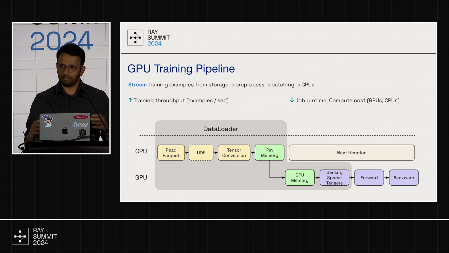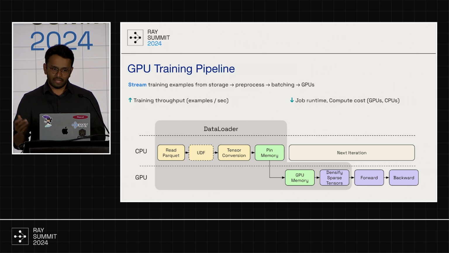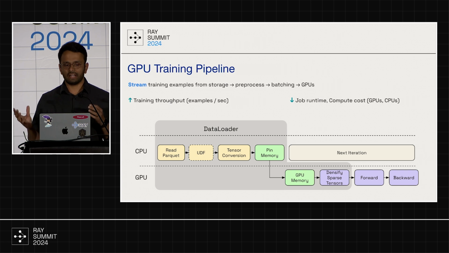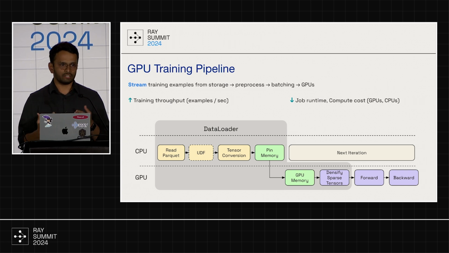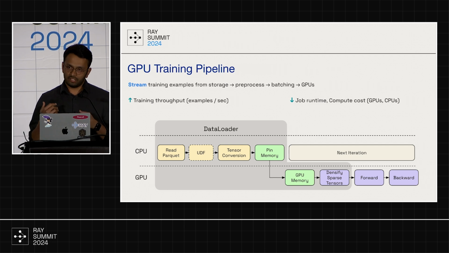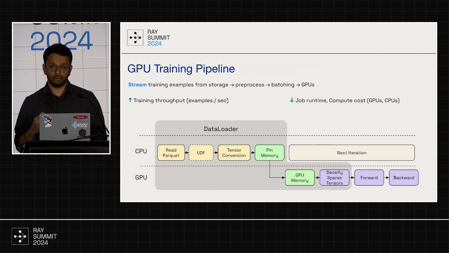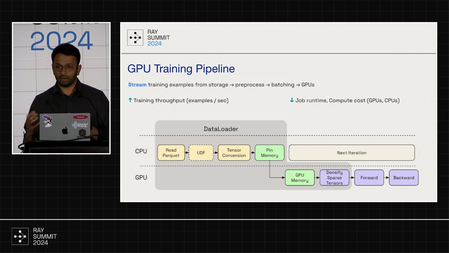And so it's a very small piece of this whole execution pipeline. Within the data loader itself, you can see that I've highlighted different components in different colors. The yellow parts are typically the CPU preprocessing parts. The green parts are memory operations. And the purple parts are what is actually executing on the GPU.